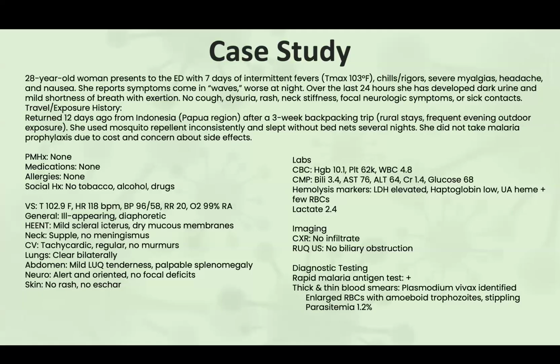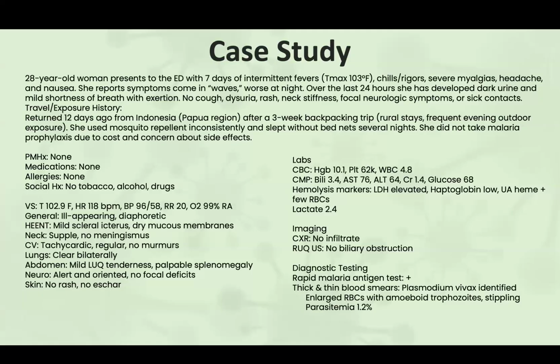Her vital signs: temperature is 102.9 Fahrenheit, heart rate 118 beats per minute, blood pressure 96 over 58, respiratory rate 20, and oxygen saturation 99% on room air. She's ill-appearing, diaphoretic, has mild scleral icterus, dry mucous membranes. Neck is supple with no meningismus. She's tachycardic, regular rhythm without murmurs. Lungs are clear to auscultation bilaterally. She has mild left upper quadrant tenderness with palpable splenomegaly. She's alert and oriented without focal deficits and has no rash or eschar.